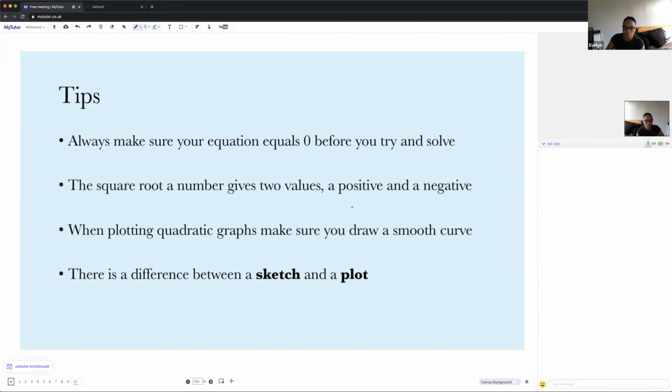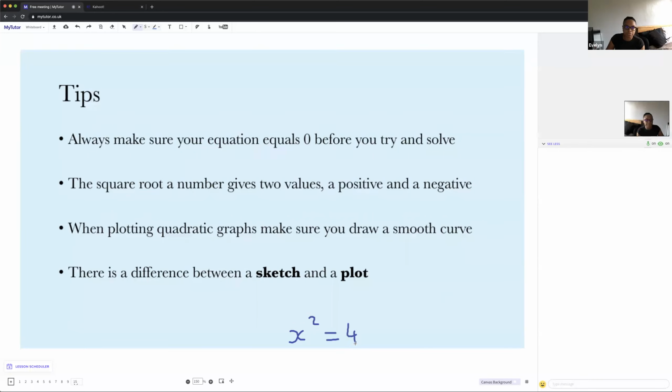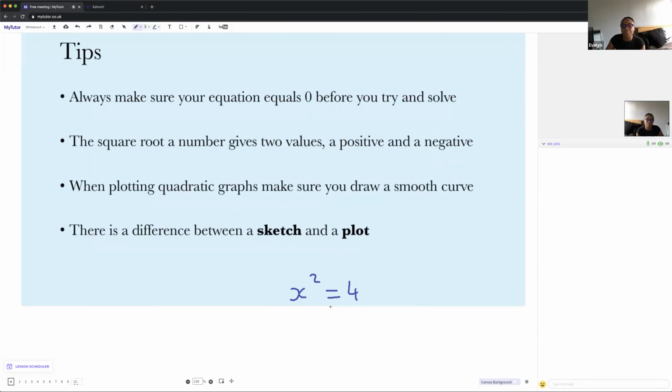So if you ever come across something like this, x squared equals 4, this looks just like what we did earlier. Remember, make the equation equal to 0. So what I want to do is get rid of the 4 on the right-hand side. I'm going to subtract 4 from both sides. And then we can factorize just like what we did earlier, x plus 2 and x minus 2, because this is the difference of two squares. And remember, we got x equals minus 2 and x equals a positive 2.